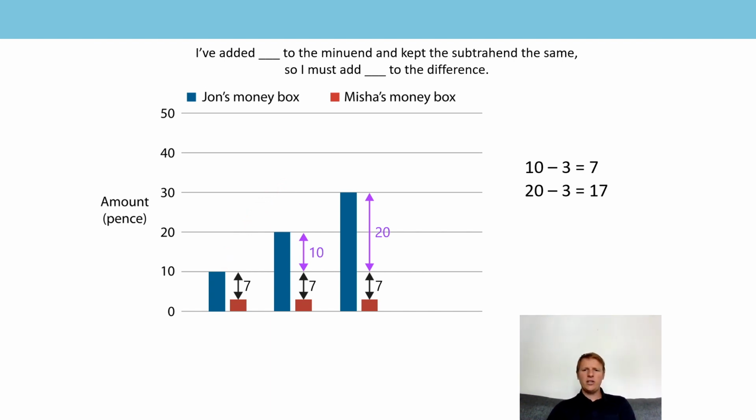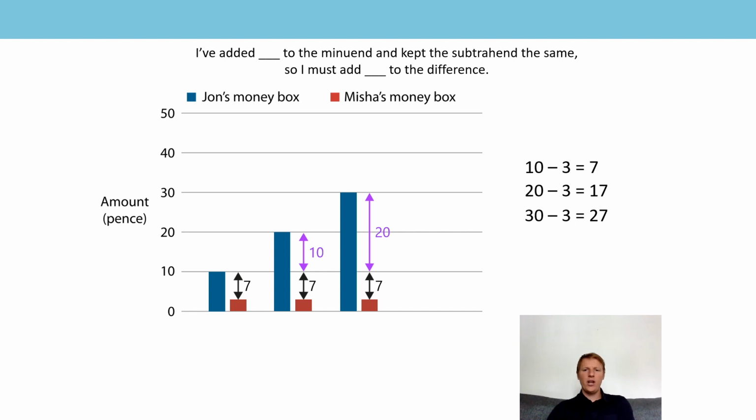What was the equation? How much money does John have? It shows here that John has 30 pence. That's going to be our minuend. This bar is still the same height. That's going to be 3 as our subtrahend. And what's the difference? What's 20 and 7? The difference is 27. So the next calculation is 30 subtract 3 is equal to 27.